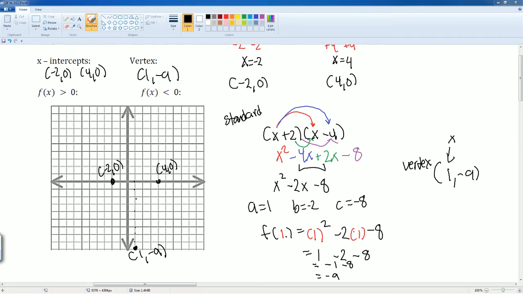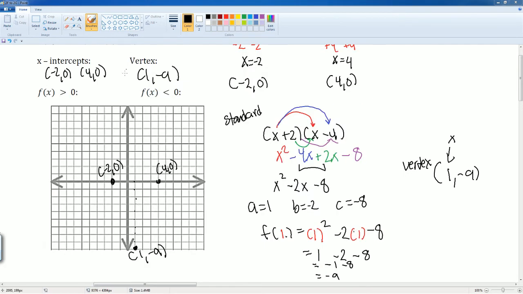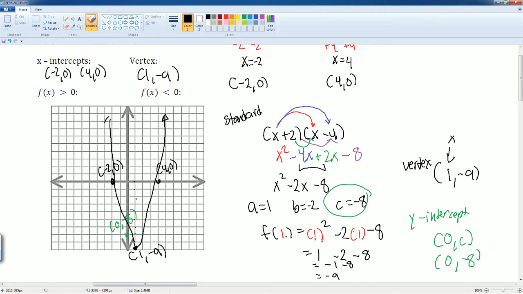I just want to double check this. I want to get my vertex. No, I want to get my y-intercept. My y-intercept is 0 comma c. It's very easy to get because we already have a c here. Do you see our c here? So the y-intercept should be at 0 comma c, which is going to be 0 comma negative 8. Ooh, that does look good, right? That's our 0 comma negative 8. Yep, so if we graph it, it looks very neat right here. I try to draw a parabola the best that I can.